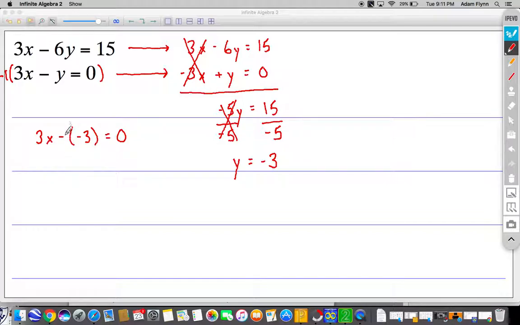So to get rid of the parentheses, I'll multiply negative 3 by this negative sign, or negative 1. So we get 3x plus 3 equals 0. Subtract 3 from both sides.